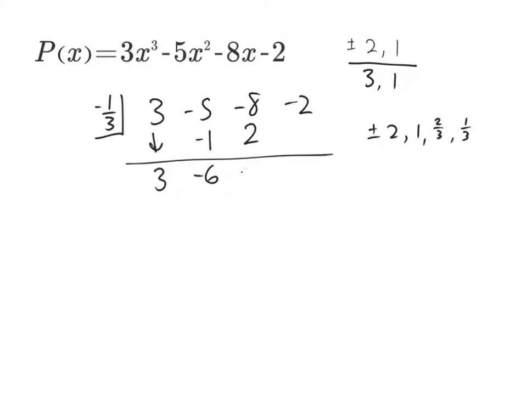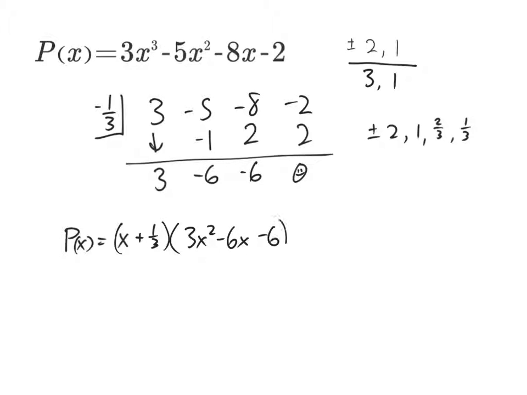-8 plus 2 is -6. -6 times -1/3 is 2. -2 plus 2 is 0. That's what we want. So I can rewrite this as p of x equals x. Now remember, this is the root of my first factor. So it's going to be x plus 1/3. And then it's going to be 3x squared minus 6x minus 6.